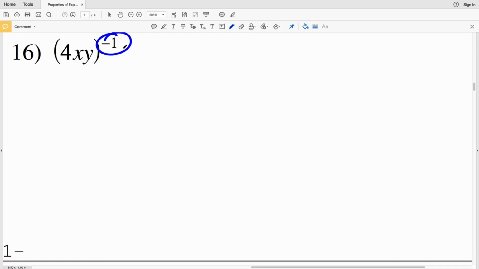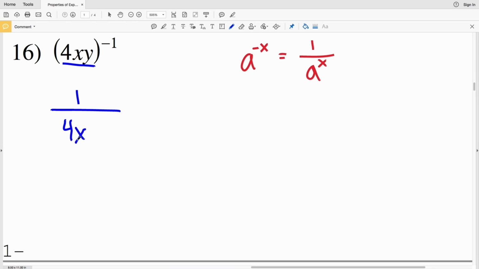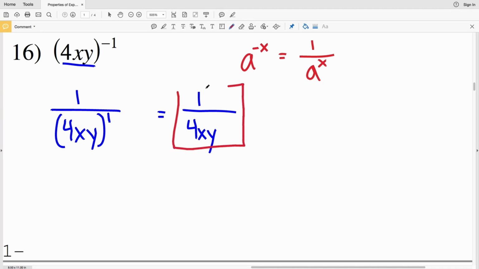Now for number 16, instead of distributing this exponent at the start, I'm going to rewrite this as 1 over that quantity to the positive power. Because remember, a to the negative x is equal to 1 over a to the positive x. So taking this entire term for xy, I'll have 1 over 4xy to the first. However, even when I distribute that exponent, 4 to the first is 4, x to the first is x, and y raised to an exponent of 1 is y. So I'll have 1 over 4xy as my solution in number 16.